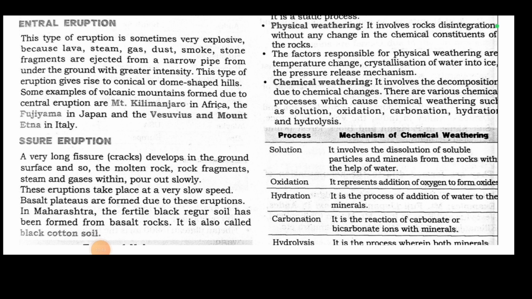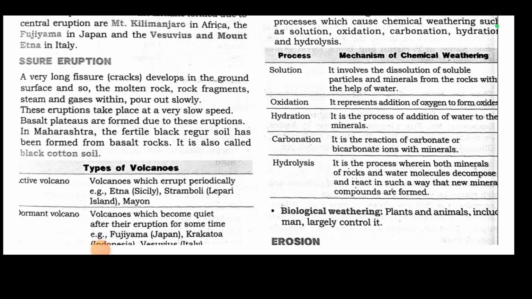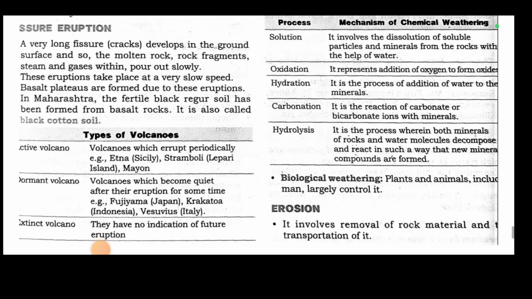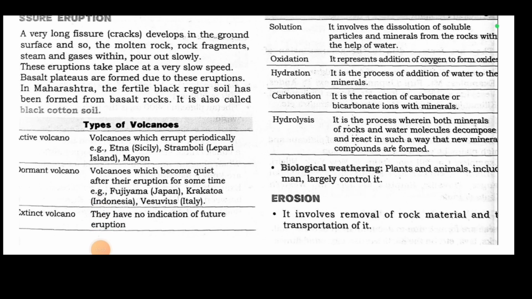Chemical weathering. It involves decomposition due to chemical changes. There are various chemical processes which cause chemical weathering, such as solution, oxidation, carbonation, hydration and hydrolysis. Process mechanism of chemical weathering. Solution. It involves the dissolution of solute particles and minerals from the rocks with the help of water. Oxidation. It represents addition of oxygen to form oxides.